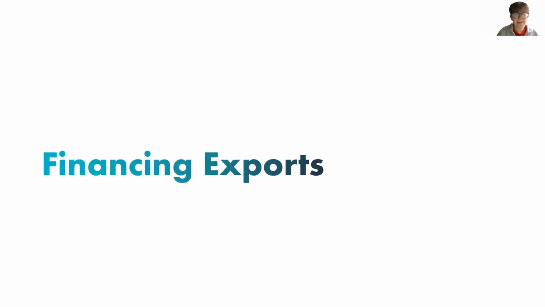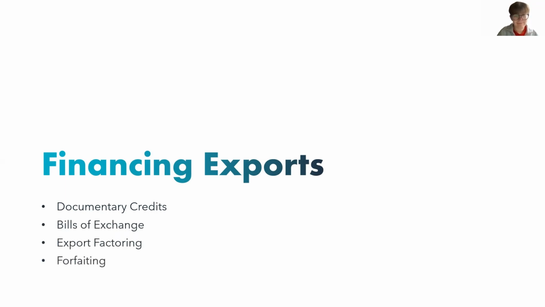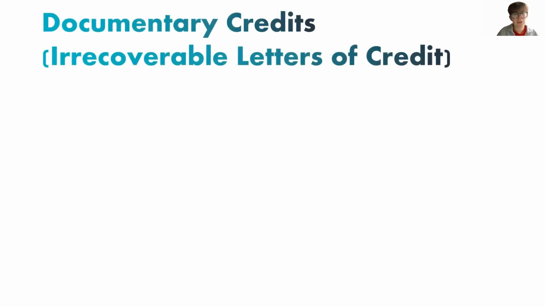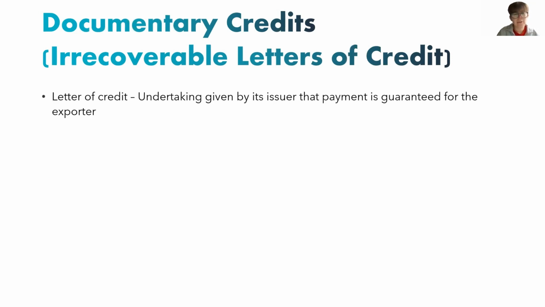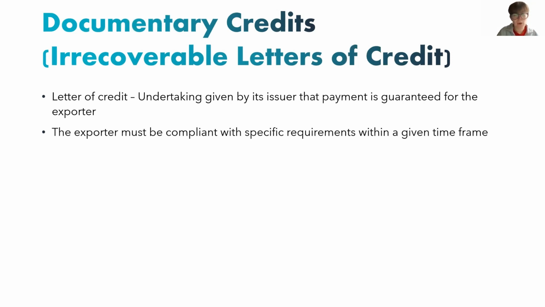Moving on to financing exports then. These include documentary credits, bills of exchange, export factoring, and forfeiting. So documentary credits then, also known as irrevocable letters of credit. So a letter of credit is an undertaking given by its issuer that payment is guaranteed for the exporter. The exporter must be compliant with specific requirements within a given time frame. And it is a document that is issued on behalf of their customer by the bank.